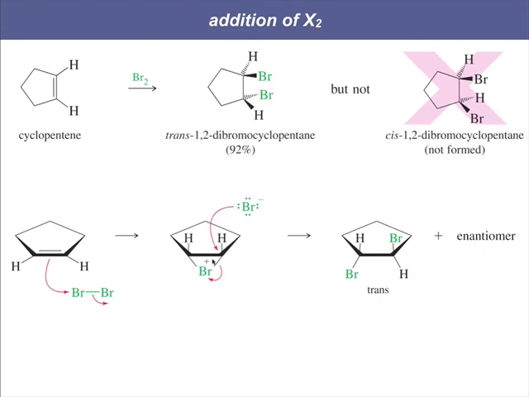Of course, if our bromonium was on the top face, our bromide would add from the bottom face, and we could have the opposite arrangement of these bromines, where the bromine on the left is on the top, the bromine on the right is on the bottom, but they will always be trans. They will always be anti to one another. They will never be syn.